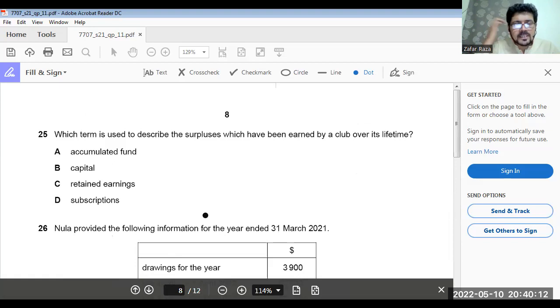25. Which term is used to describe the surpluses which have been earned by a club over time? Accumulated fund, capital, retained earnings, subscriptions. Obviously not subscriptions, not retained earnings, not capital. Accumulated fund.